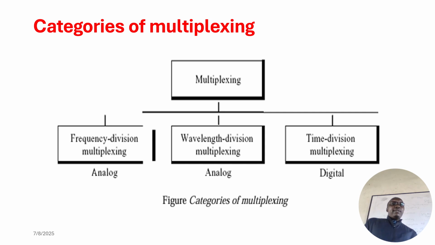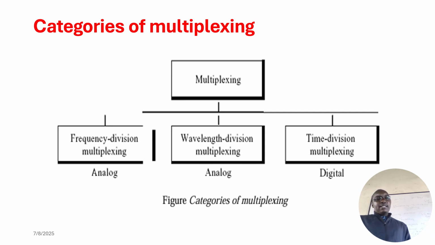Then multiplexing, there are two. That's the other objective, number two. I just want us to name the categories of multiplexing that we have. We call it FDM. So next time you come across FDM, it simply means frequency division multiplexing. The other one, we have wavelength division multiplexing, WDM.